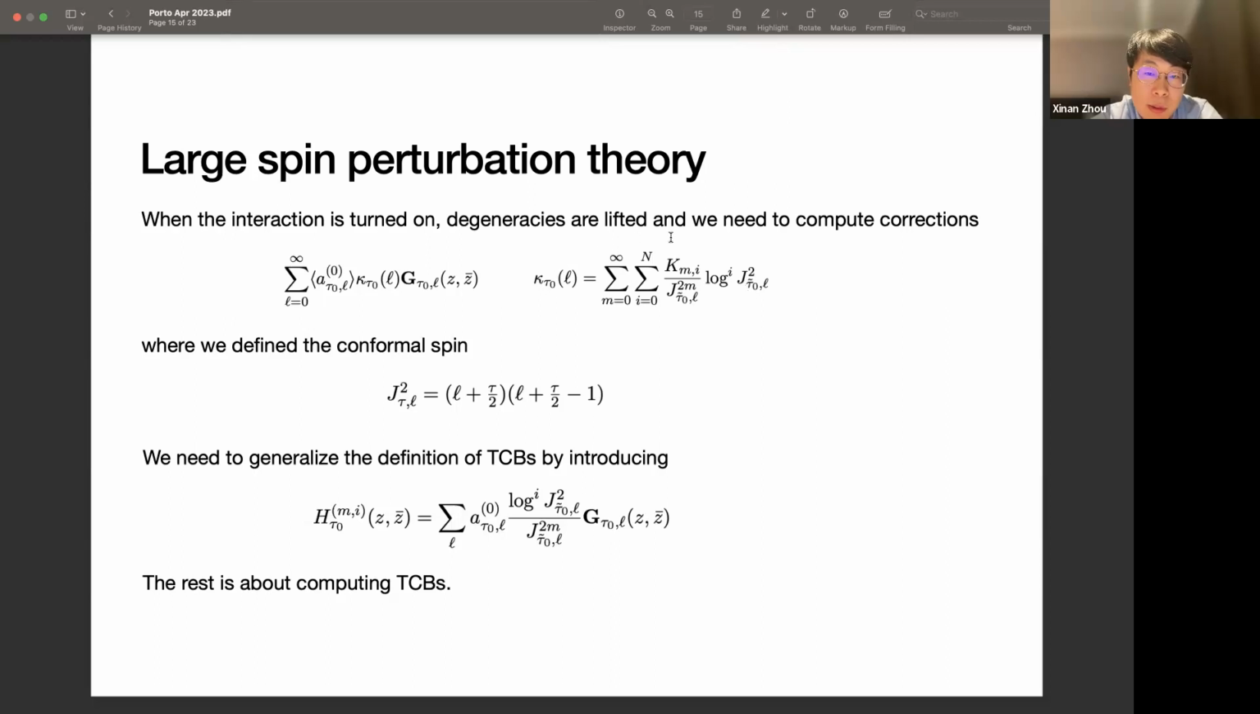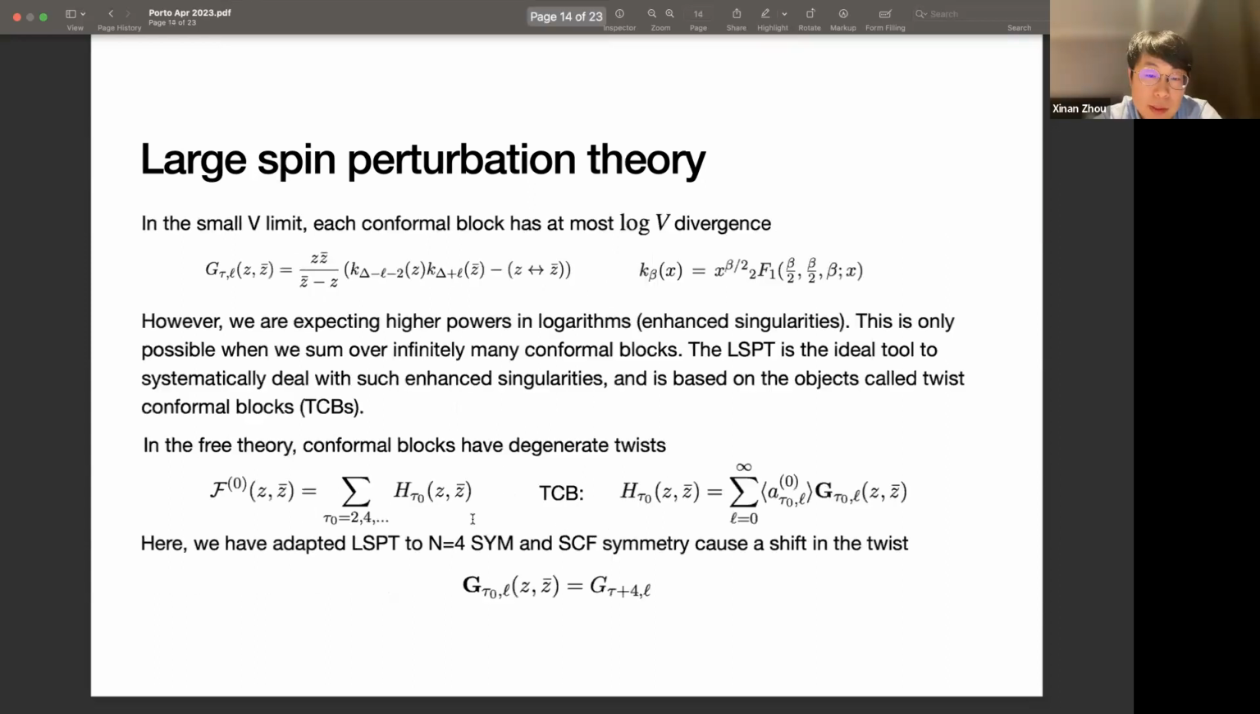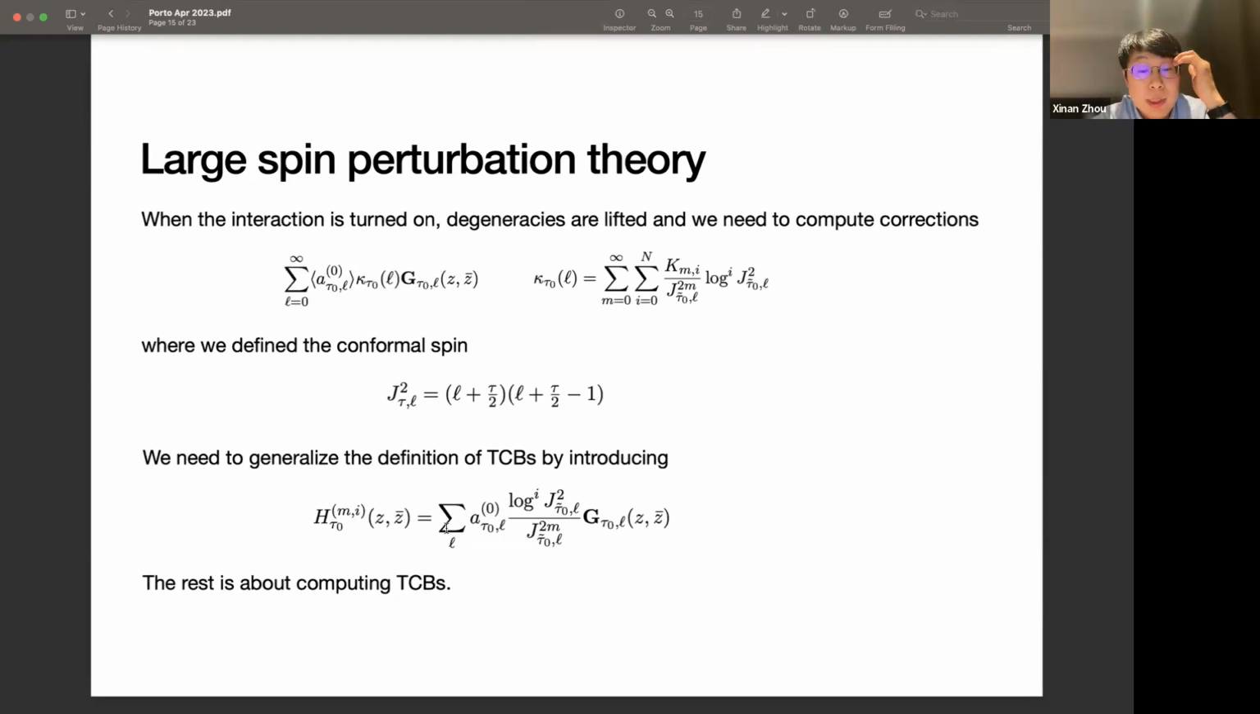And because of this form of the correction, we need to generalize our definition of the twist conformal blocks by inserting these powers of J and also log J squared into this definition of twist conformal block. And as a result, this generalized twist conformal block carries two indices, M and I, which measure how many powers of 1 over J squared you have, and also how many powers of log J squared you have. And you can view these labels as how far away you are from the free limit. Okay, so this is just definition.